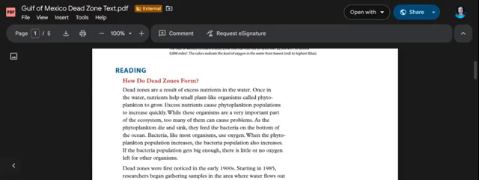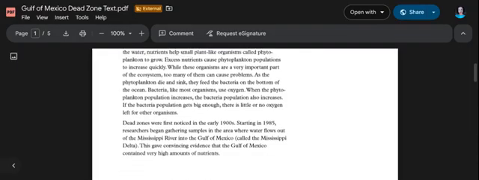As the phytoplankton die and sink, they feed the bacteria on the bottom of the ocean. Bacteria, like most organisms, use oxygen. When the phytoplankton population increases, the bacteria population also increases. If the bacteria population gets big enough, there is little or no oxygen left for other organisms.